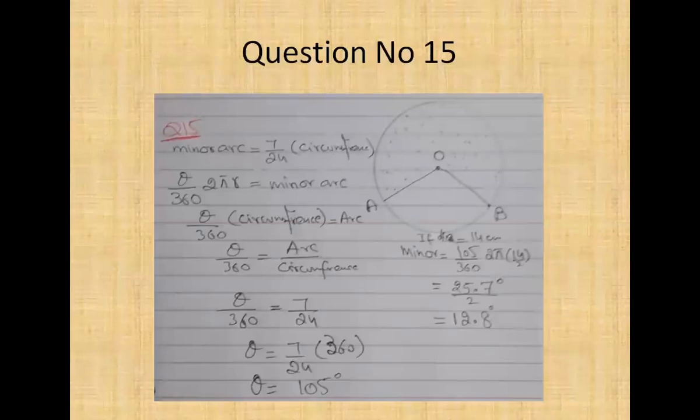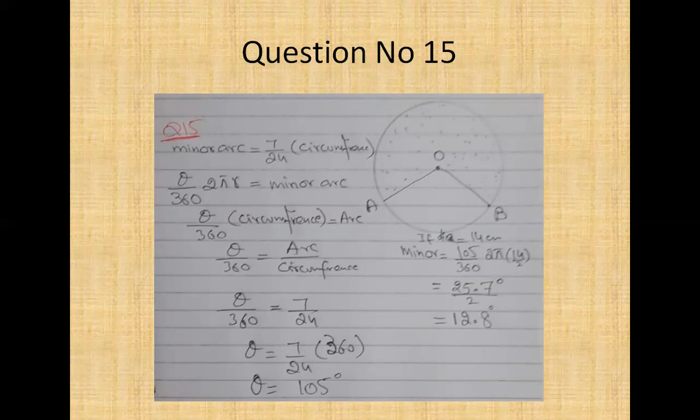So the minor arc will be theta by 360 times 2 pi r. It will be 105 divided by 360 times 2 times pi times the radius. Here, because 14 centimeters is the diameter, first of all you will have to divide it by 2 to get the radius from the diameter. So you will have 105 divided by 360 times 2 times pi times 7. So you will have the final answer of 12.8.